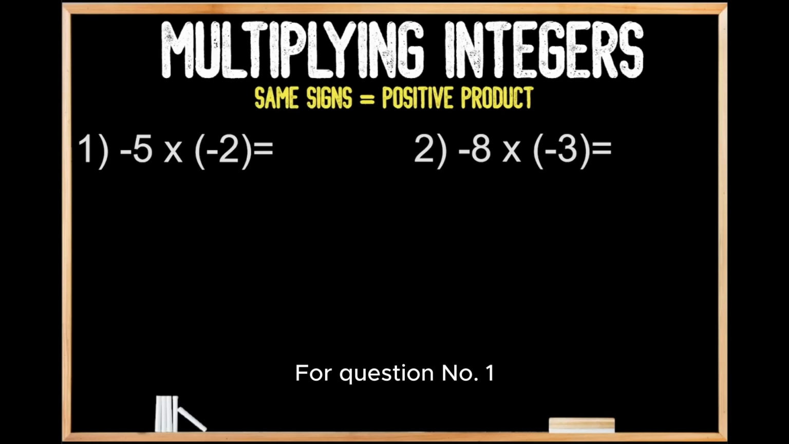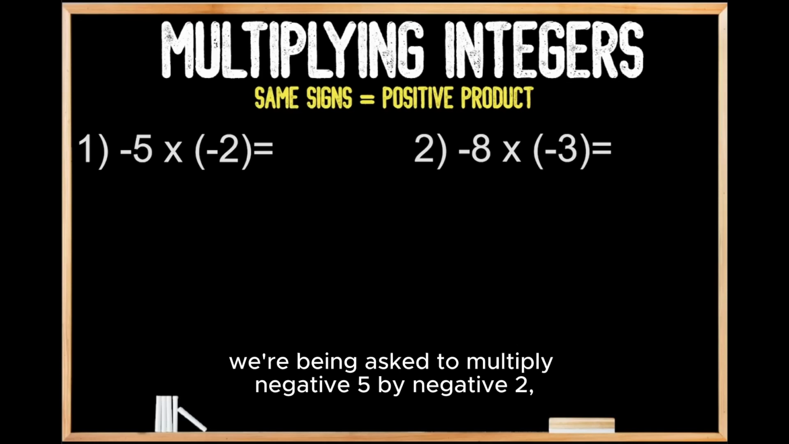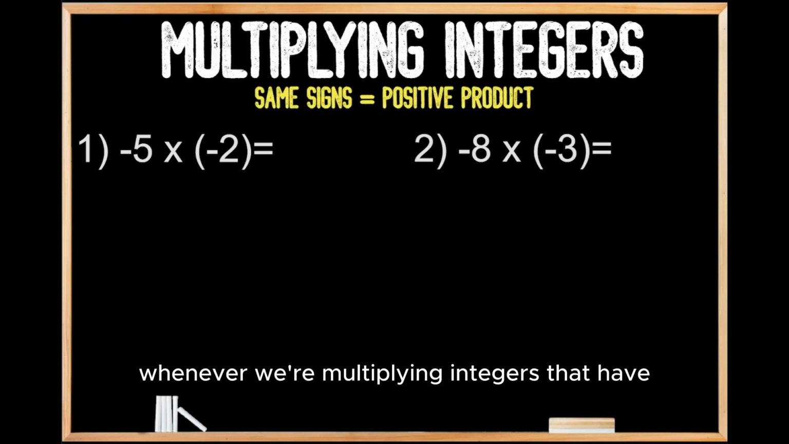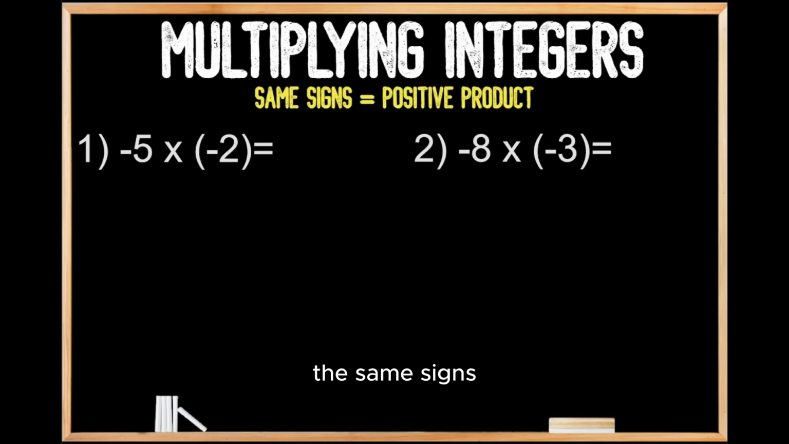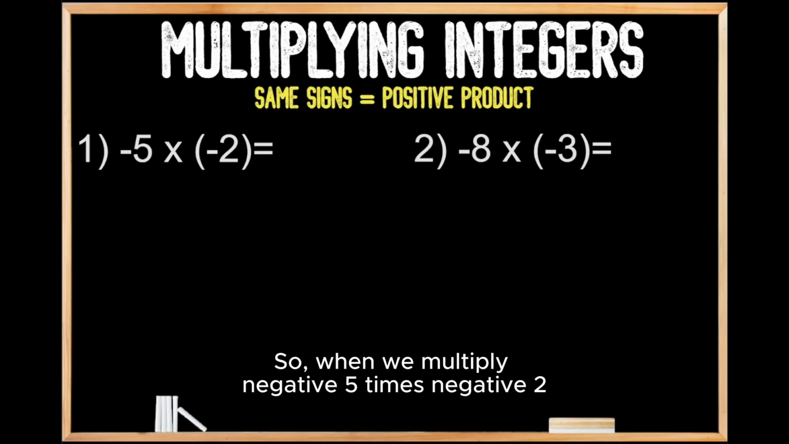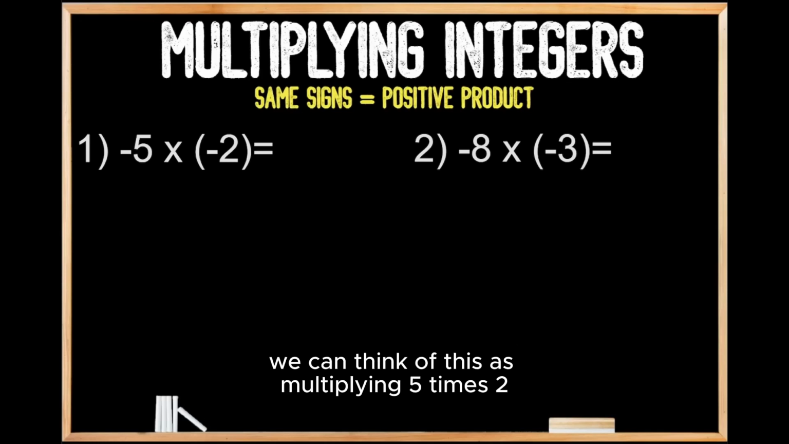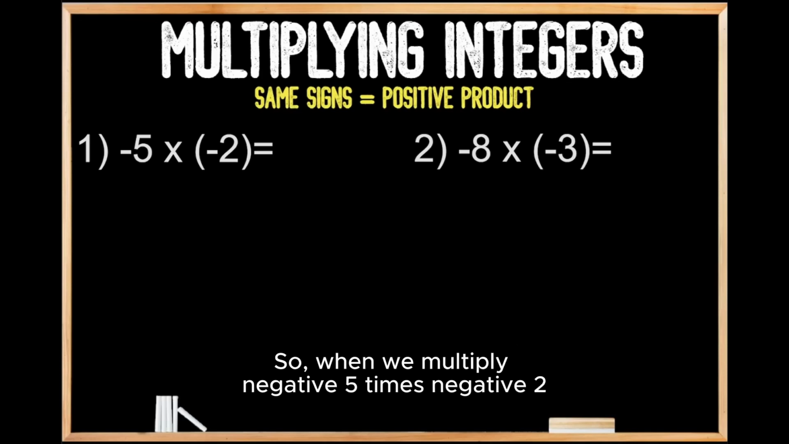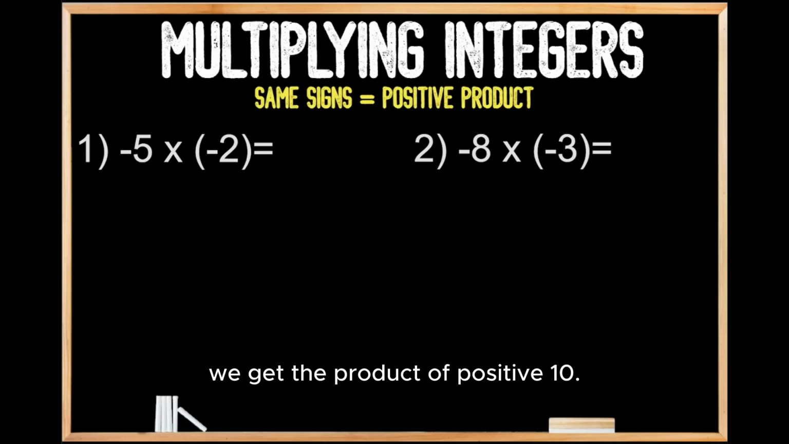For question number 1, we're being asked to multiply -5 by -2. And as we can see up top here, highlighted in yellow, whenever we're multiplying integers that have the same signs, our answer is going to be a positive product. So when we multiply -5 times -2, we can think of this as multiplying 5 times 2, which we know gives us 10. So when we multiply -5 times -2, we get the product of positive 10.